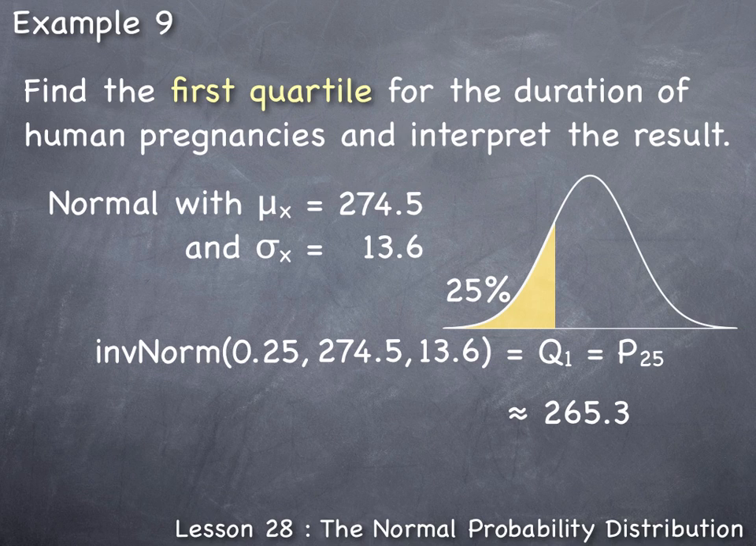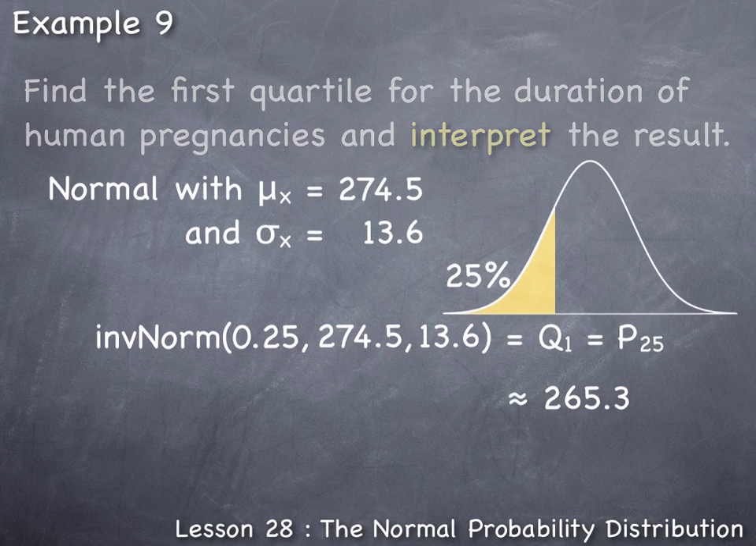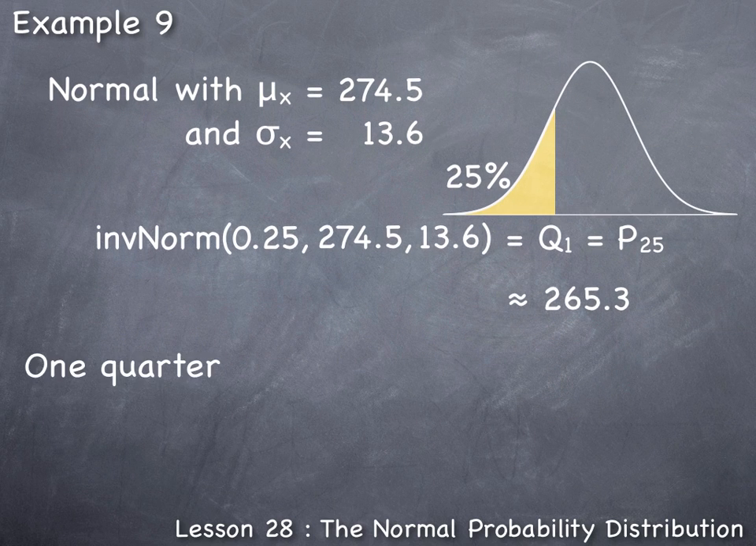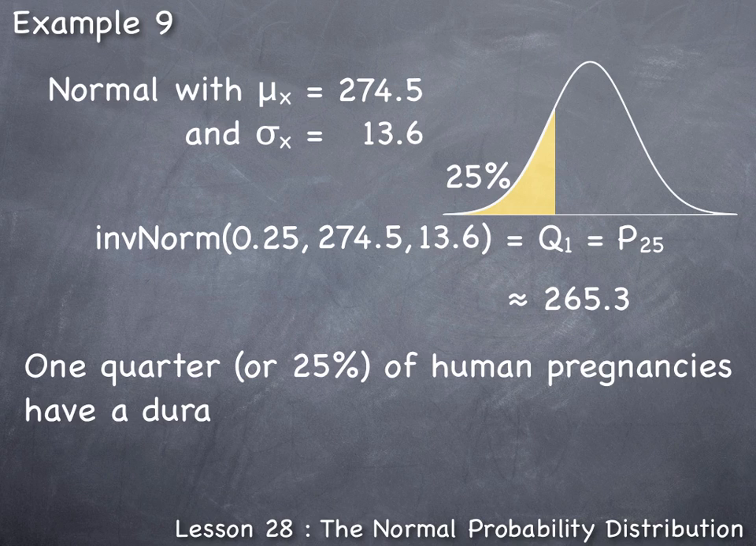Well, now that we've found our first quartile, we now need to interpret the result. To interpret the result, we have to give this meaning. Well, the first quartile is the particular value such that 1/4 or 25% of all the other values are less than that. So we can give the following interpretation. 1/4 or 25% of human pregnancies have a duration of less than 265 days.